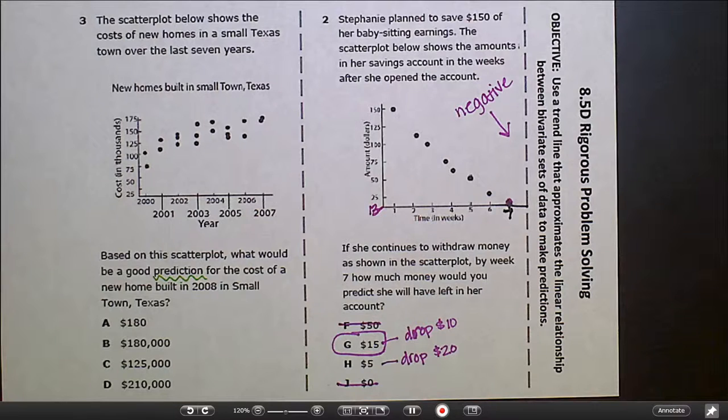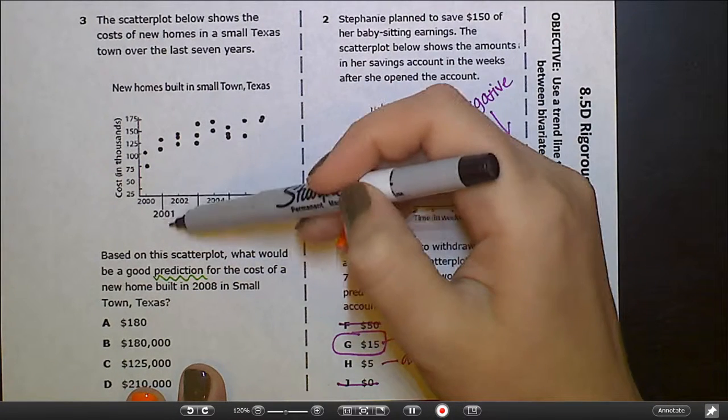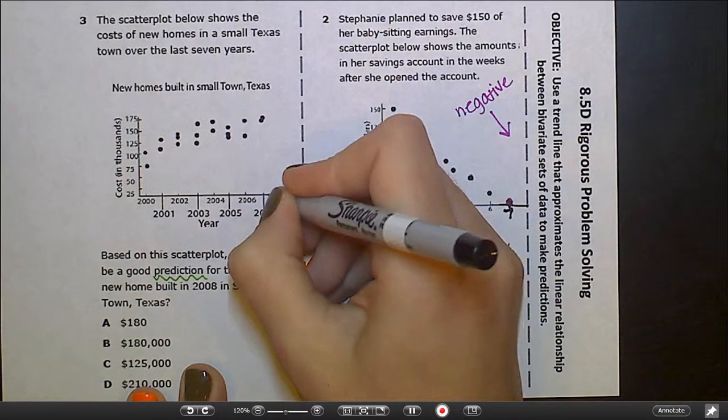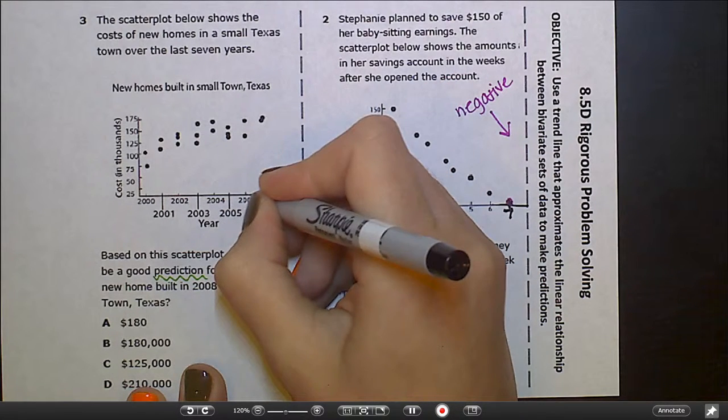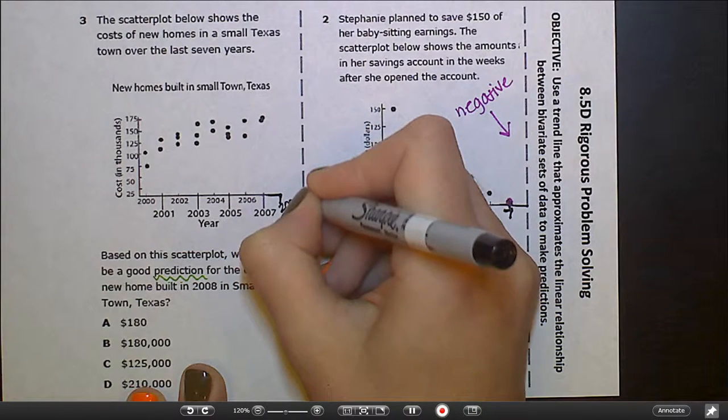Well, again, we need to go ahead and extend our graph over to 2008, and I see that to save space they're kind of alternating. So 2008, about this big of a gap, so about right here would be 2008.